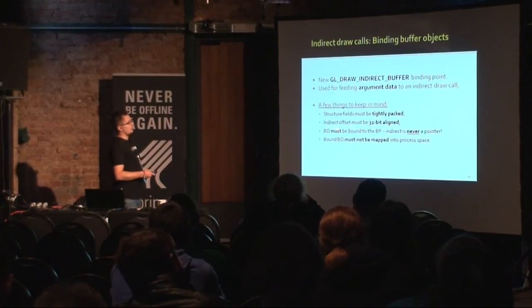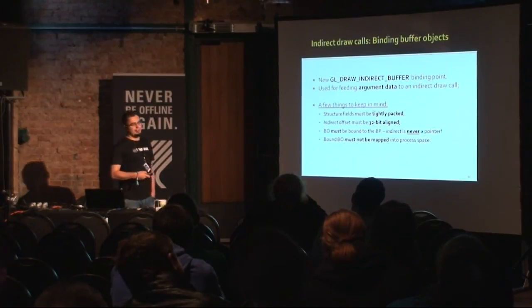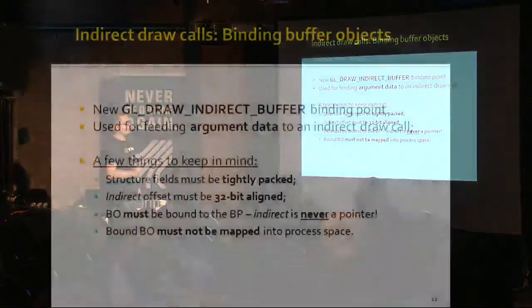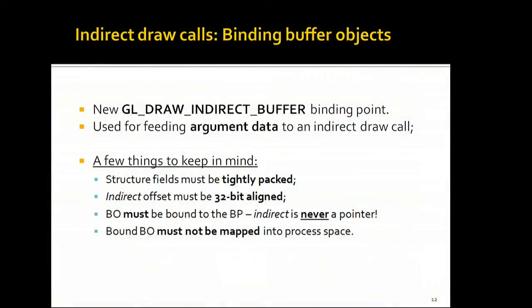Then the indirect offset must be 32-bit aligned. This is quite funny because it's very easy to forget about that, and it could work on one driver but not on the other one. So this is really important to keep in mind. Then, something that I've already said: the buffer object must be bound to the binding point when you make an indirect draw call. Indirect is never a pointer.